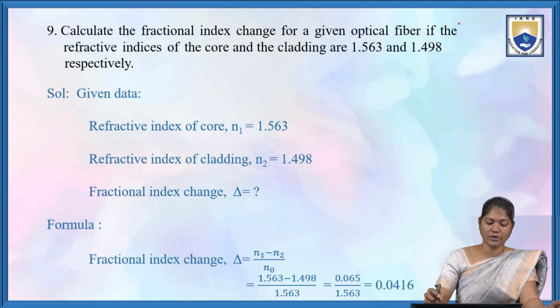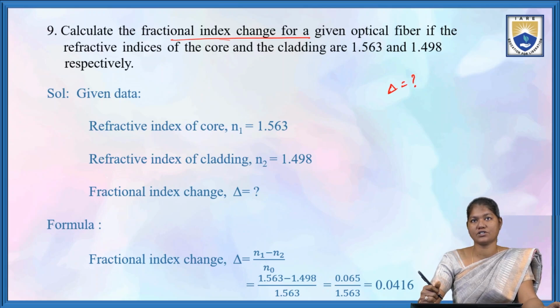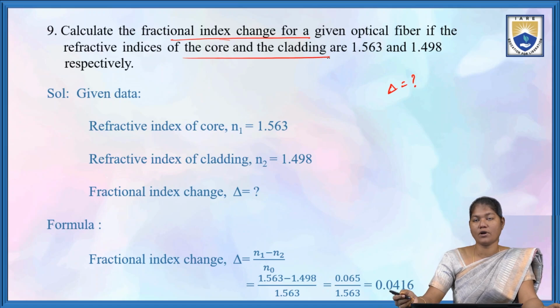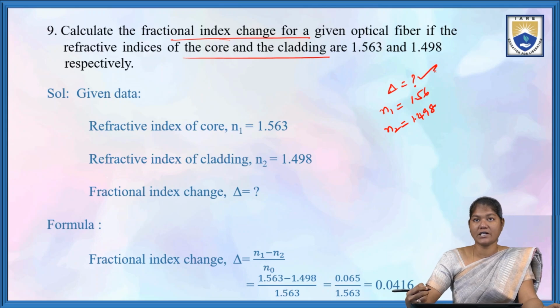Then the next problem: calculate the fractional index change, so delta we have to calculate. Calculate the fractional refractive index change for a given optical fiber if the refractive indices of the core and the cladding are 1.563 and 1.498 respectively. So the refractive index of the core is 1.563 and the cladding refractive index is 1.498. We need to calculate the fractional index change.